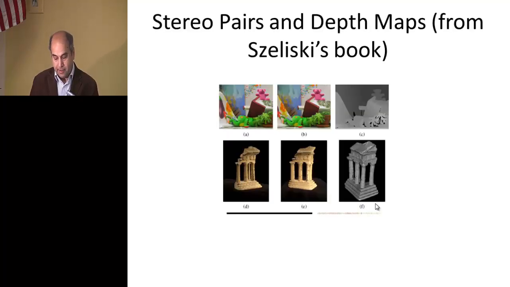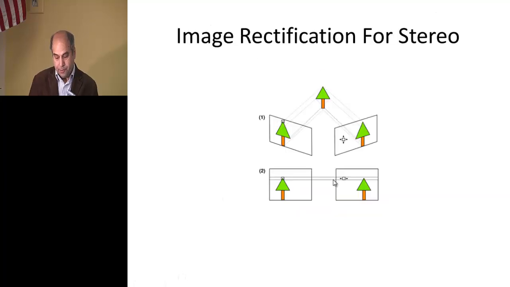So, for example, in stereo, you have two images, a left image and a right image, and we can come up with a depth for each pixel, that is, how far that pixel is from the camera. This is another example, the recovery of this, and then a visualization of that image from a different viewpoint. An important step in stereo is to be able to rectify images so that, given a point in the left image, we can find its match in the right image along the same row. That will simplify a lot.